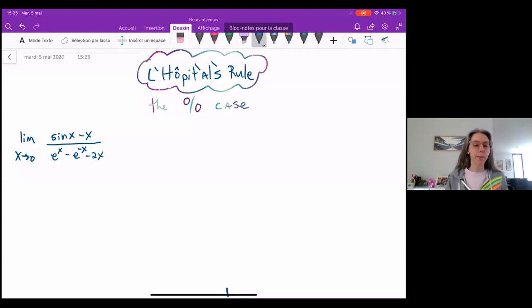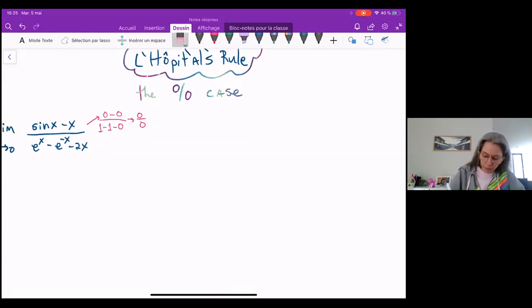We're going to do the limit as x approaches 0 of sine x minus x over e to the x minus e to the negative x minus 2x. All right, so the first thing that we always do is plug in. So sine of 0 is 0, so I get 0 minus 0. e to the 0 is 1, so I get 1 minus 0. So this gives me 0 over 0.